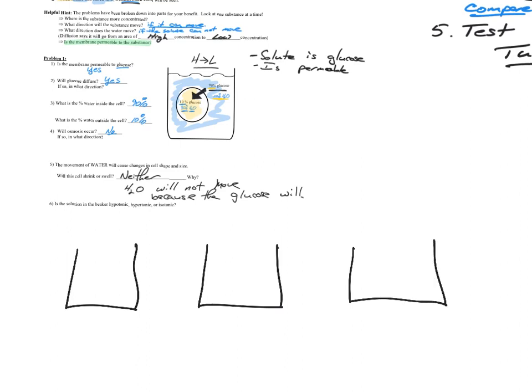One of them is going to be hypo, and the word is tonic. Move if you can't see. And the other one is going to be hyper, again, tonic. And the last one's going to be iso, and we're going to say tonic.